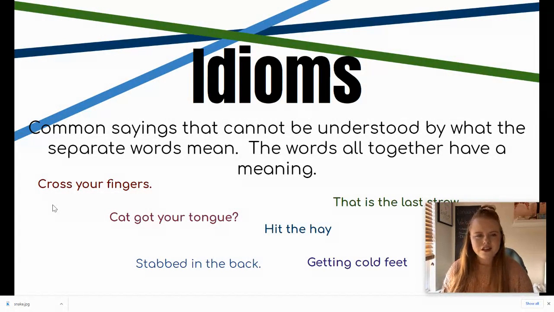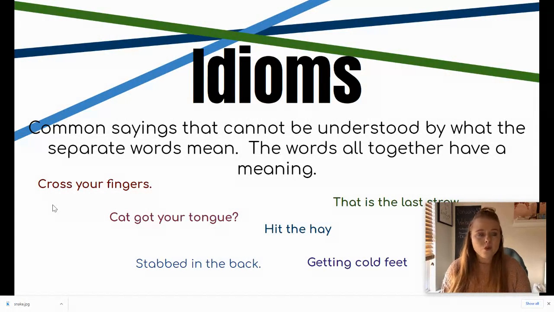Same with cat got your tongue. Have you ever heard that? It means that you're being quiet and they want to know why you're not talking. It doesn't literally mean that a cat got your tongue. That's why I really like idioms. They kind of force you to think a little bit more outside the box. These can be really hard for people that don't speak English as their first language because in other cultures and other countries, they don't say these things.